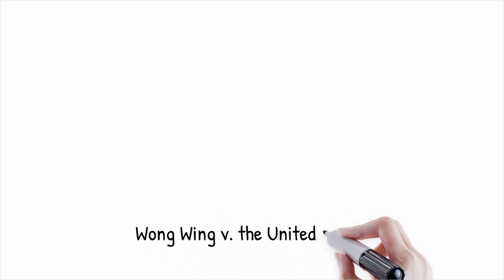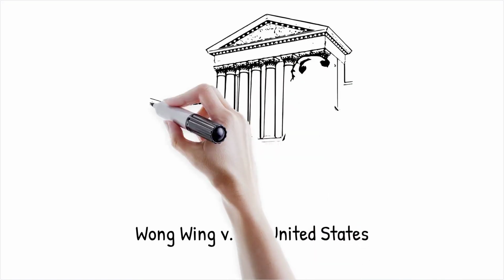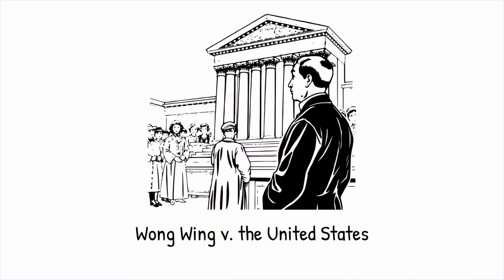Wing v. United States, 1896, was a pivotal U.S. Supreme Court case that affirmed due process protections for undocumented immigrants under the Fifth Amendment, particularly in criminal proceedings.